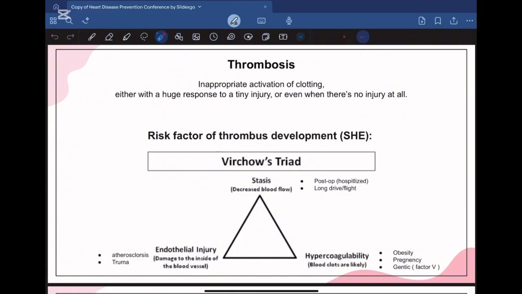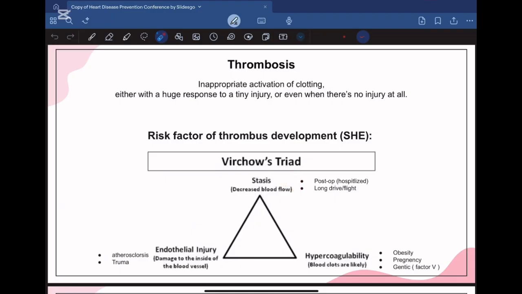So basically it was written in the lecture as the virchow triad. So S is for stasis, it stands for stasis, which is very reduced blood flow. The blood flow is slow, basically suspended. And when we see this, when do these cases happen? Either in post-operative patients or long drive or flight.